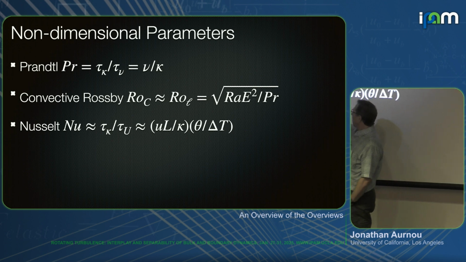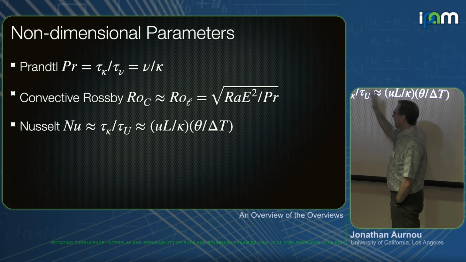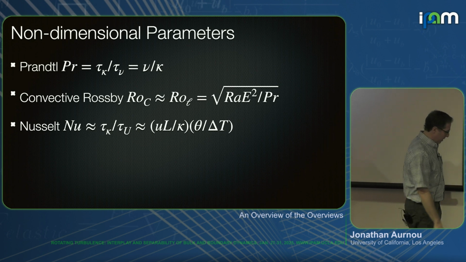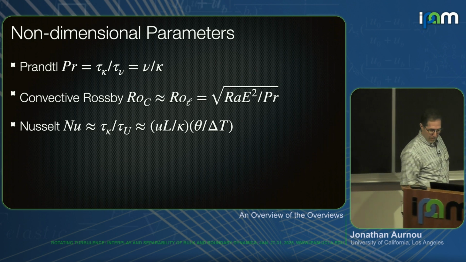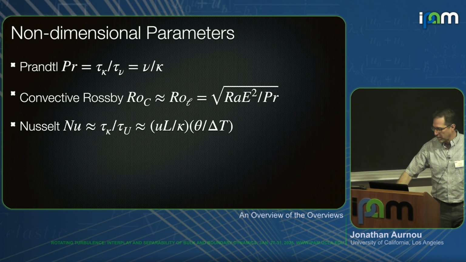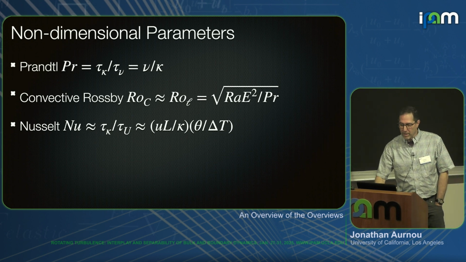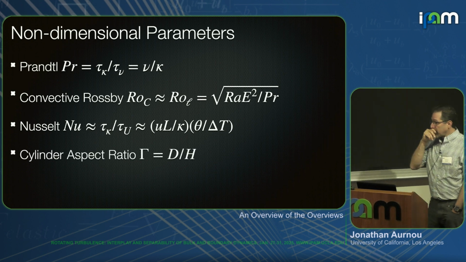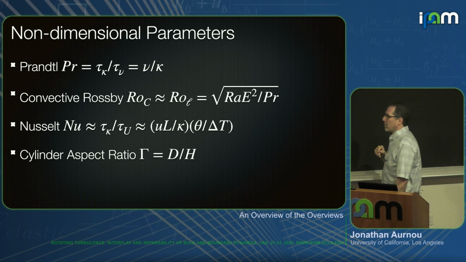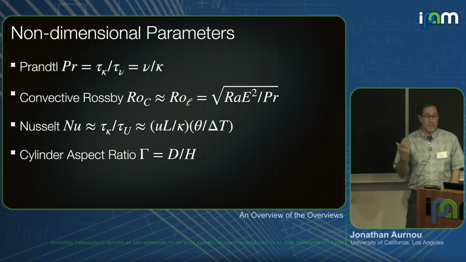Very roughly, I have argued it's not exactly this, but it's essentially the conductive heat flux divided by the time scale for the advective heat flux. And then the last two things that probably will come up multiple times are the geometry of the system.